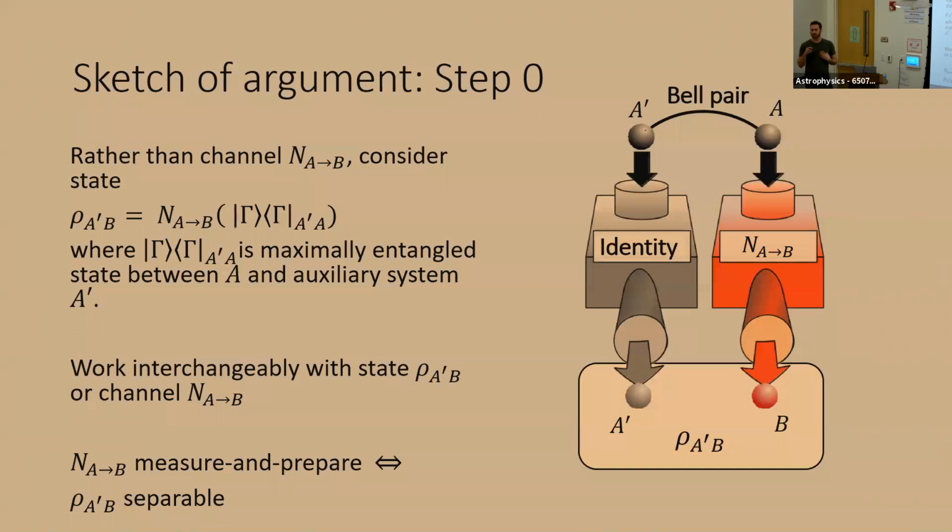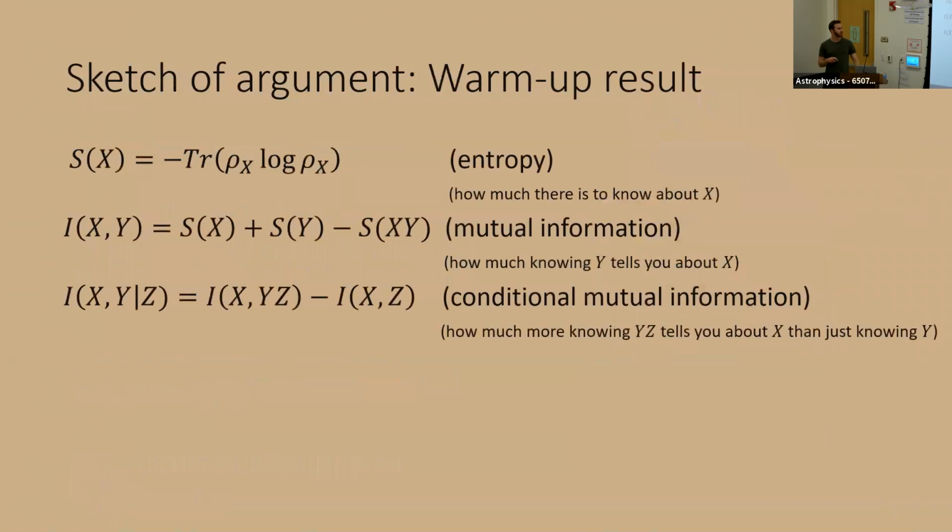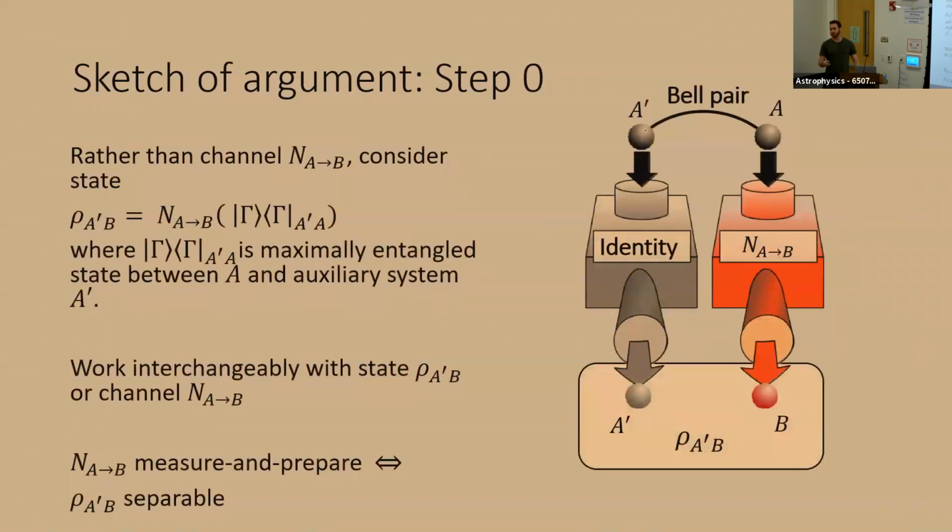And that's a useful technical tool because often we're very familiar with how to talk about states and their entanglement, and we're a little less familiar about how to talk about the dynamical correlations in channels. And if a channel is measure and prepare, that's equivalent to the associated state being a separable state. So we've translated this theorem into this state framework, and instead we're going to have a theorem about states that we prove instead of a theorem about channels, but it will be equivalent.